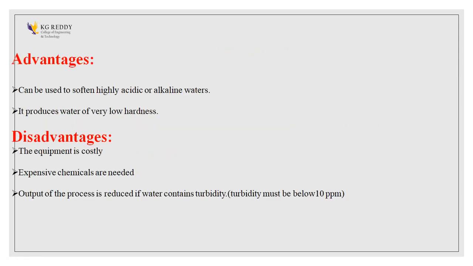So here are the advantages and disadvantages. The advantage of this method is that it can be used to soften highly acidic or alkaline waters and it produces water of very low hardness. Next, the disadvantages. This equipment is very costly. That is a major disadvantage of the ion exchange method. Expensive chemicals are needed for this treatment, and the output of the process is reduced if the water contains turbidity. Turbidity must be below 10 ppm, then it will be easy, right? So these are the disadvantages.